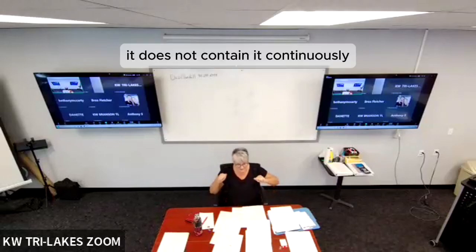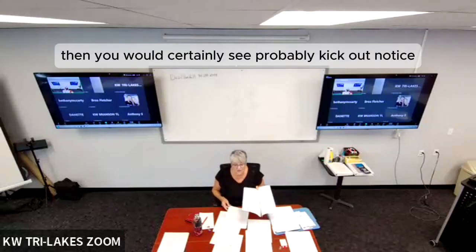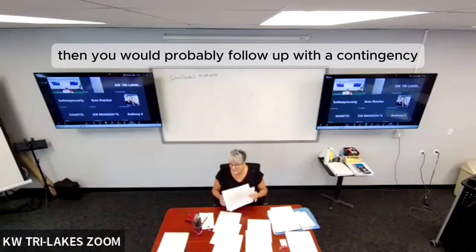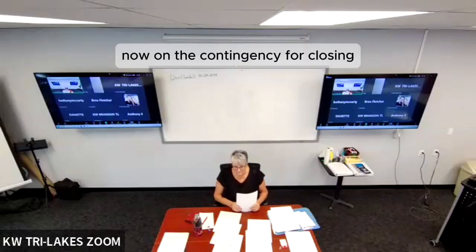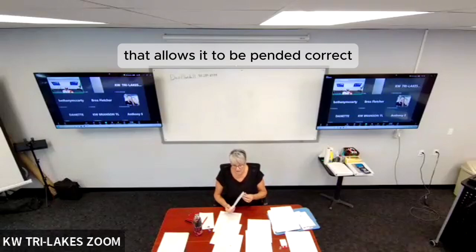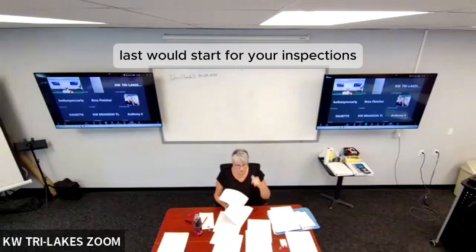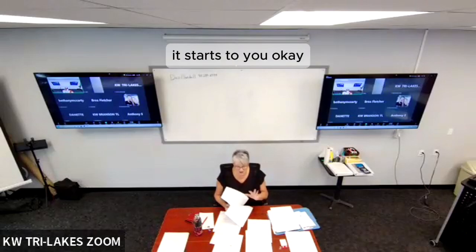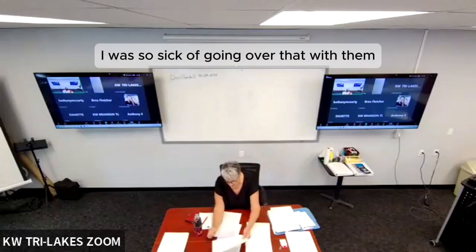It does not contain a contingency. If it's just a sale, then you would serve them the property kickout notice and all your timelines begin. Then you would probably follow up with a contingency that's closing of the property. Now, on the contingency for closing, when it switches to closing, that allows it to be pending, correct? Right, it has to be pending for closing, and all your timelines start: for your inspections, for your appraisal, for every timeline that you have in the contract. As long as we all understand that. I was so sick of going over that with them.